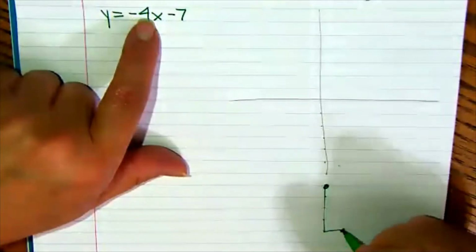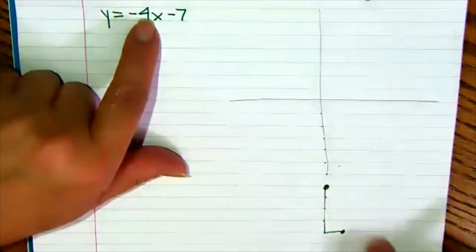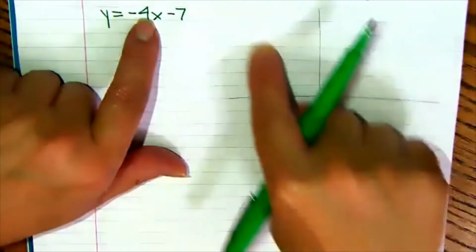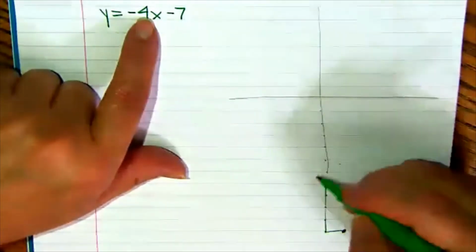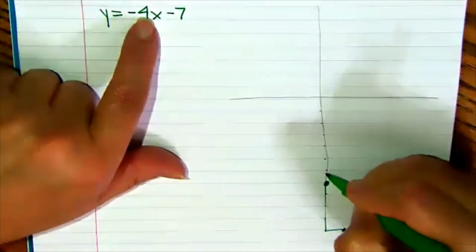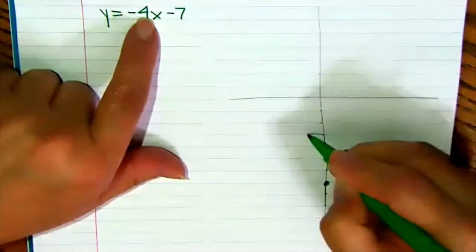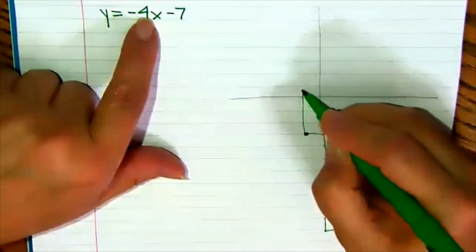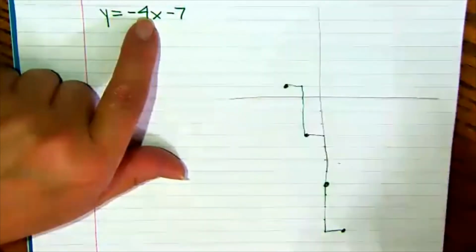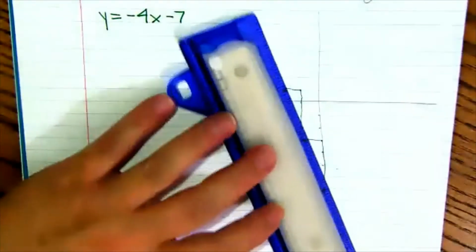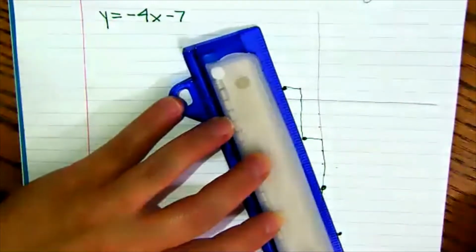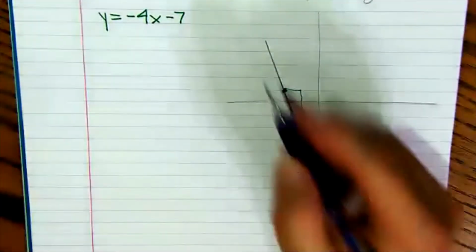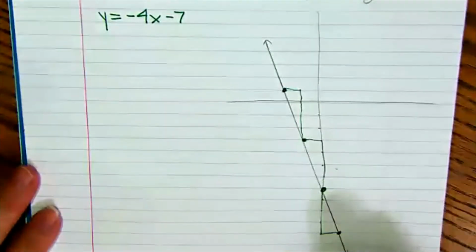Down 4 over 1. Now that's kind of taking me far off my graph. So I'm going to follow it in this direction. Up 4, 1, 2, 3, 4, over 1. Up 4, 1, 2, 3, 4, and over 1. And I'm going to connect my points. So this is like what we did yesterday.